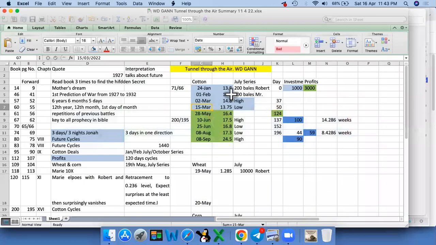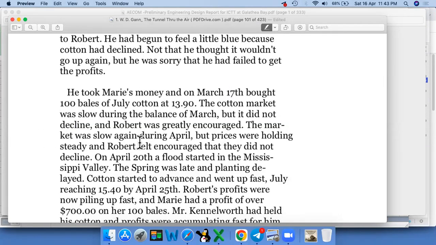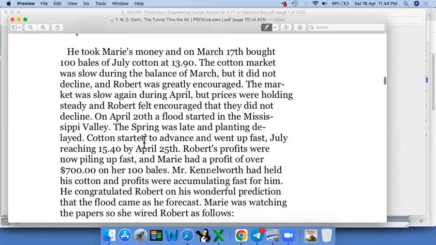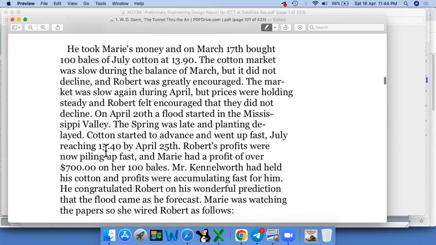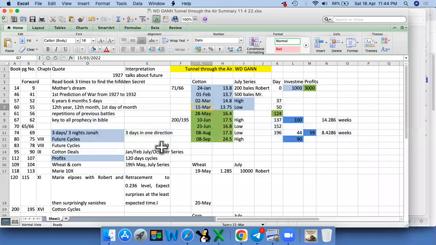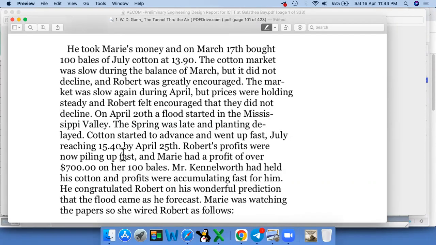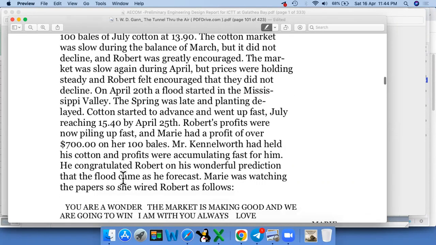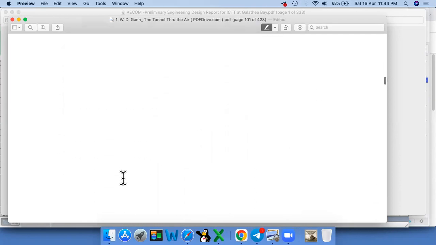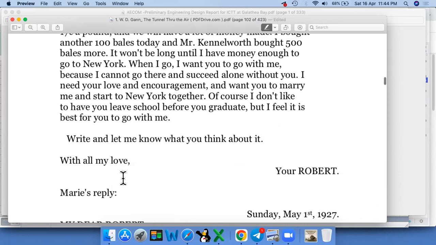I haven't marked this, but yeah, probably around the low levels which are there. And further after that, on April 20th, a flood started in Mississippi, and as he had predicted, the flood would be starting. So July reached 15.4 by April 25th. So let's see if we have mentioned this April 25th. No, we had come down to the high part after that. So we have to just see these numbers and go on to the further part.